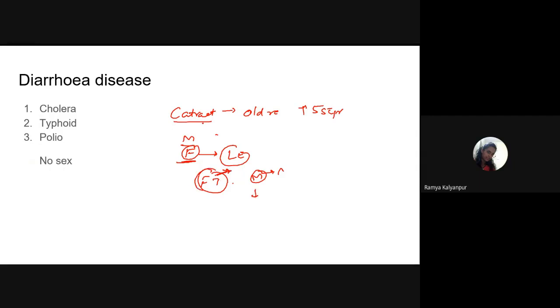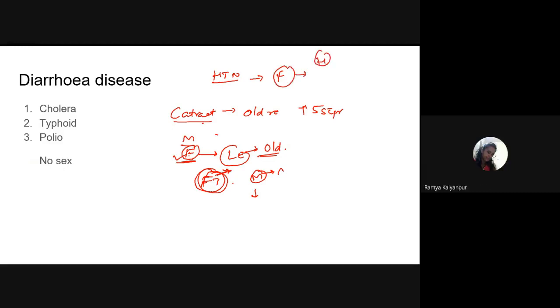So females have a higher chance of developing old age related problems, and cataract is one of the old age related problems. So cataract is highly prevalent in whom? Females. Then again, hypertension, if you see, is again more common in whom? Females.